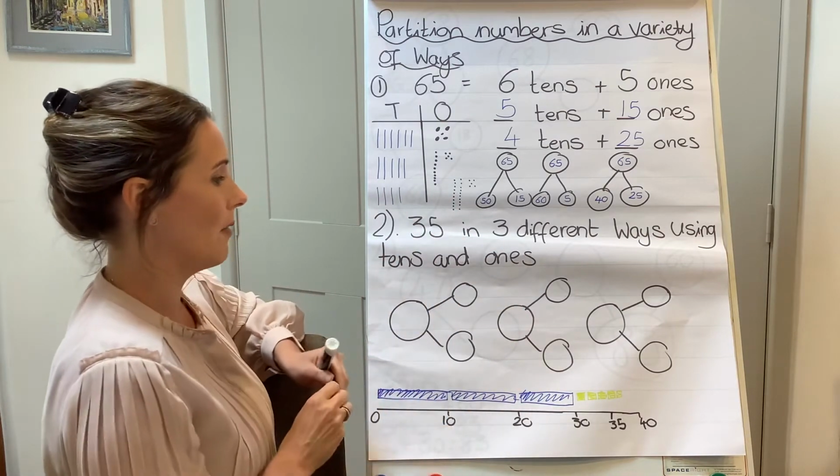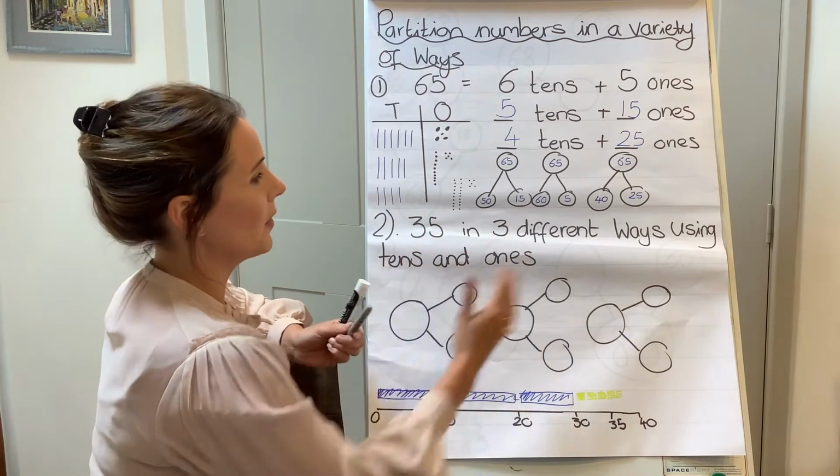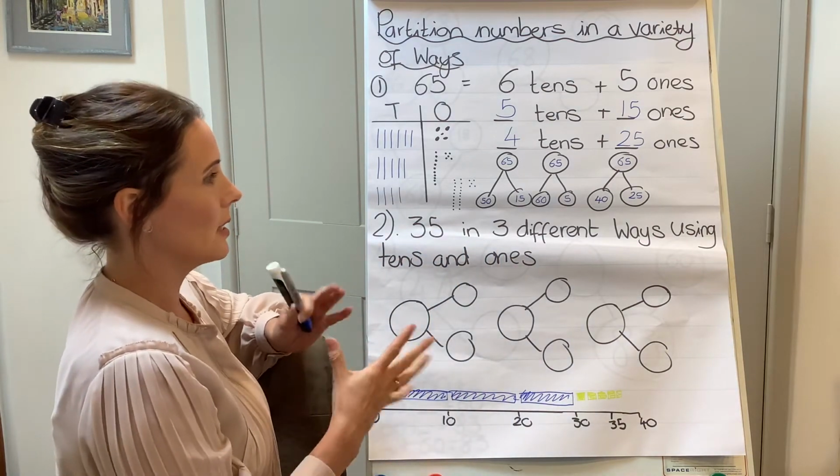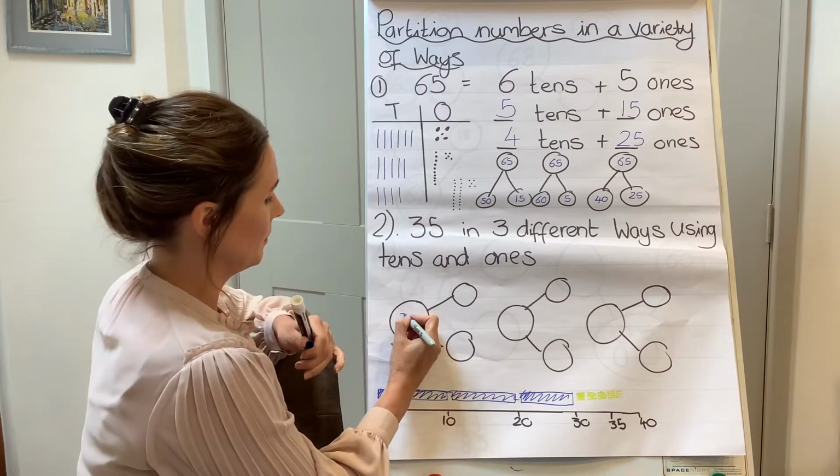Now it's your turn. Have a go at this. Can you partition 35 in 3 different ways using tens and ones?